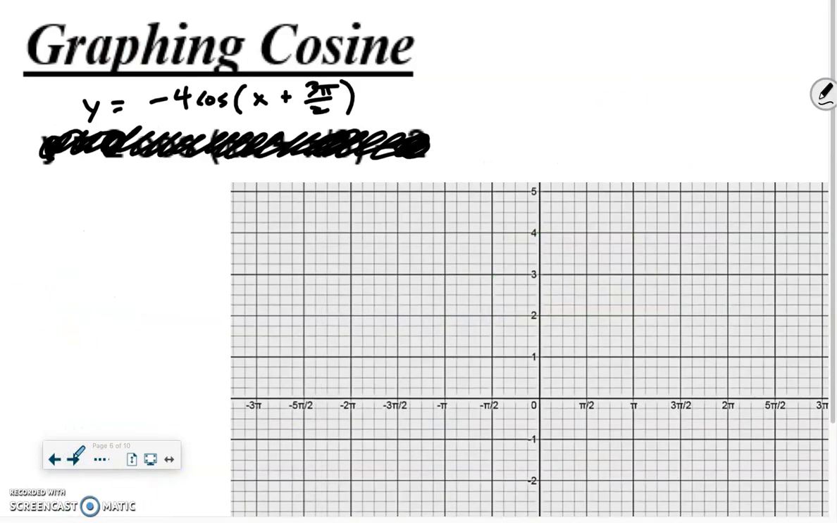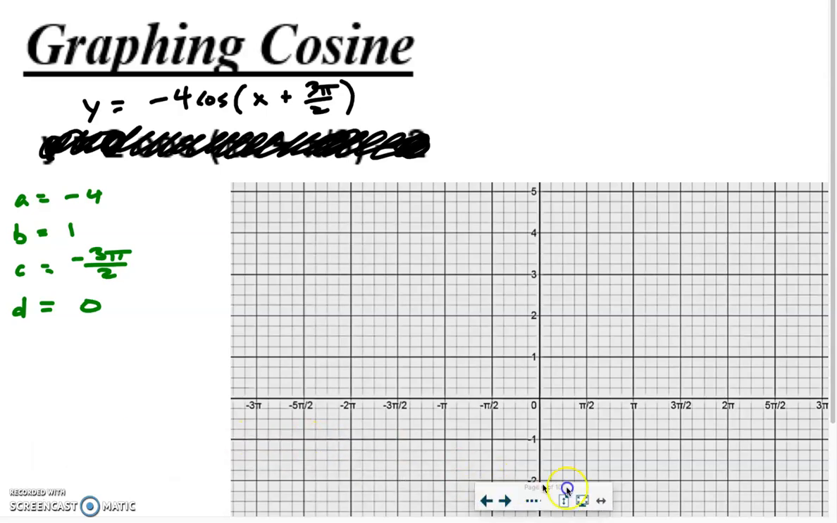So we're going to go ahead and add the graph. We would say that A is negative 4, B is 1, C is negative 3 pi over 2, and D is 0. Not adding or subtracting anything to the backside of this. So what that leads us to be able to say, since A is negative, yes, we do have a reflection.